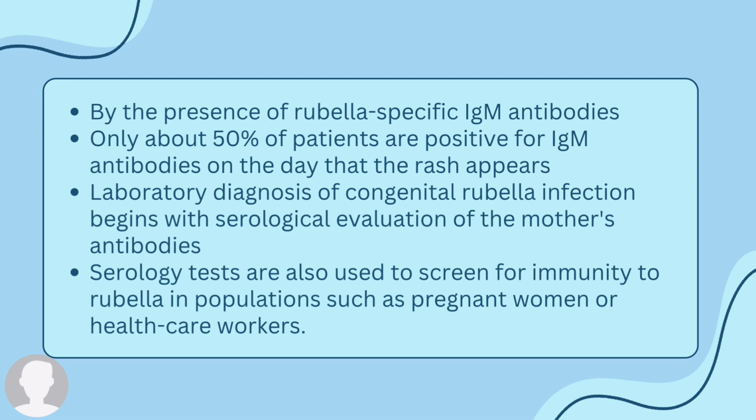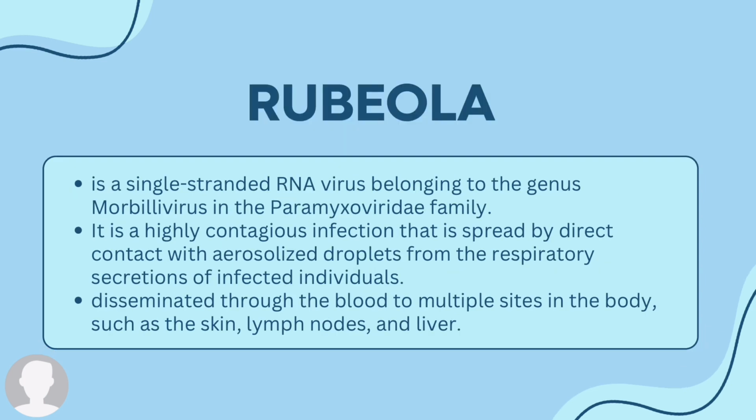By the presence of rubella-specific IgM antibodies, only about 50% of patients are positive for IgM antibodies on the day that the rash appears. The laboratory diagnosis of congenital rubella infection begins with serological evaluation of the mother's antibodies. Serology tests are also used to screen for immunity to rubella in populations such as pregnant women or healthcare workers.